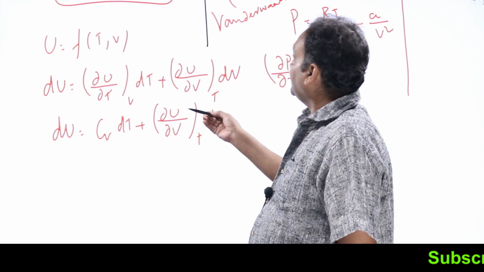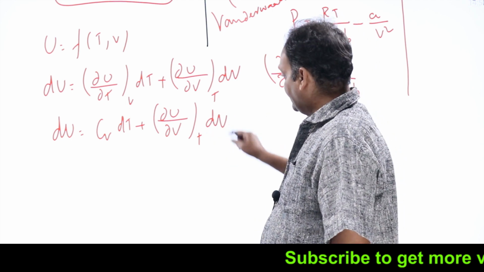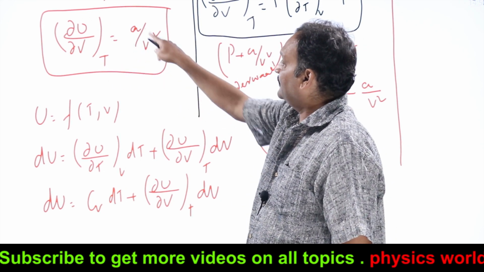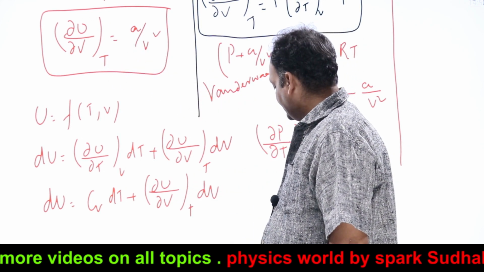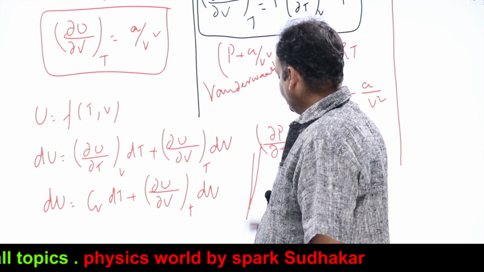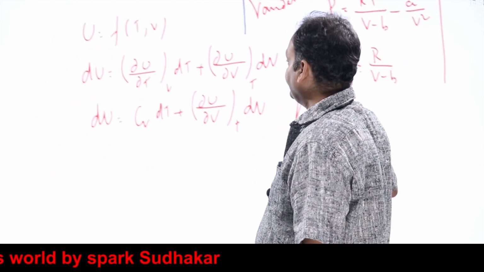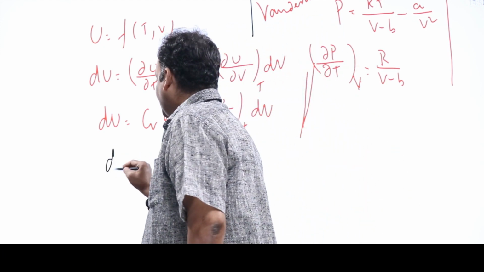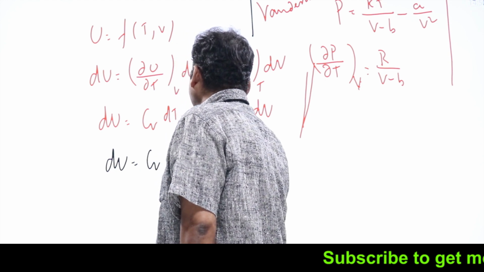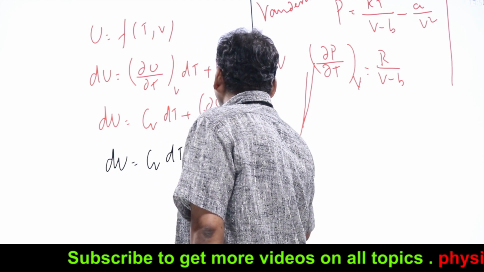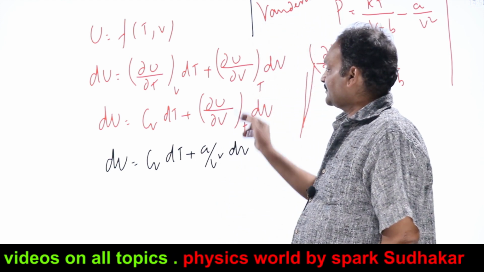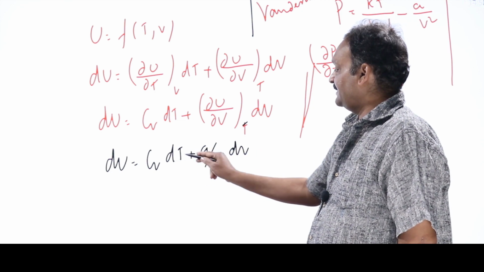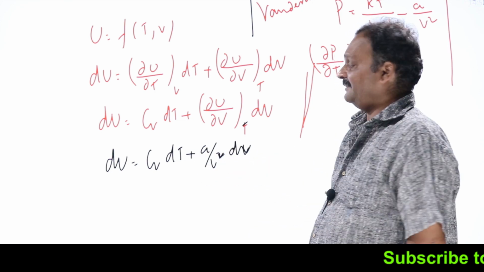Now we have evaluated ∂U/∂V at constant T earlier. We have evaluated ∂U/∂V at constant T equal to A by V squared. Now I'll substitute that equation here. It becomes dU, the change in energy, equal to Cv dT plus A by V squared into dV, because ∂U/∂V at constant temperature is equal to A by V squared. So it is Cv dT plus A by V squared into the change in volume dV.